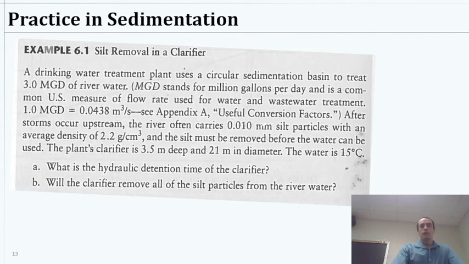Water is 15 degrees C. So part A, what is the hydraulic detention time of the clarifier? And part B, will the clarifier remove all the particles in the river water?